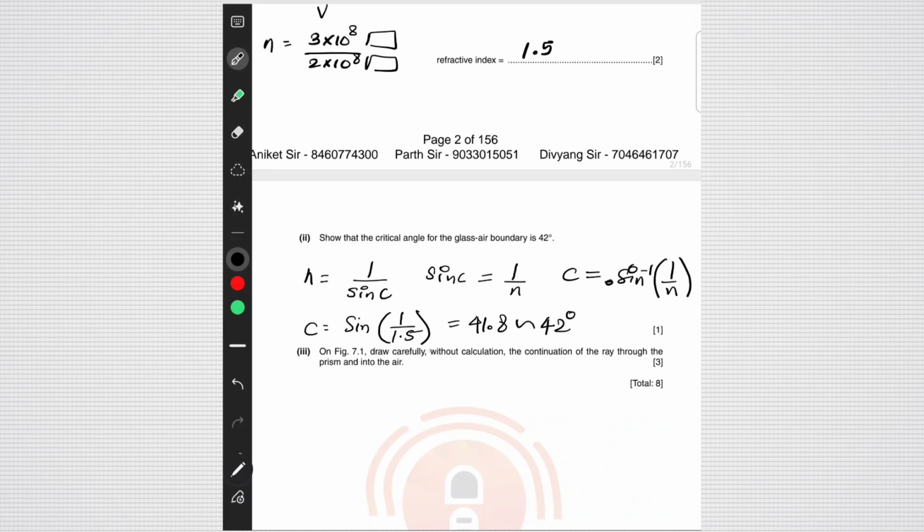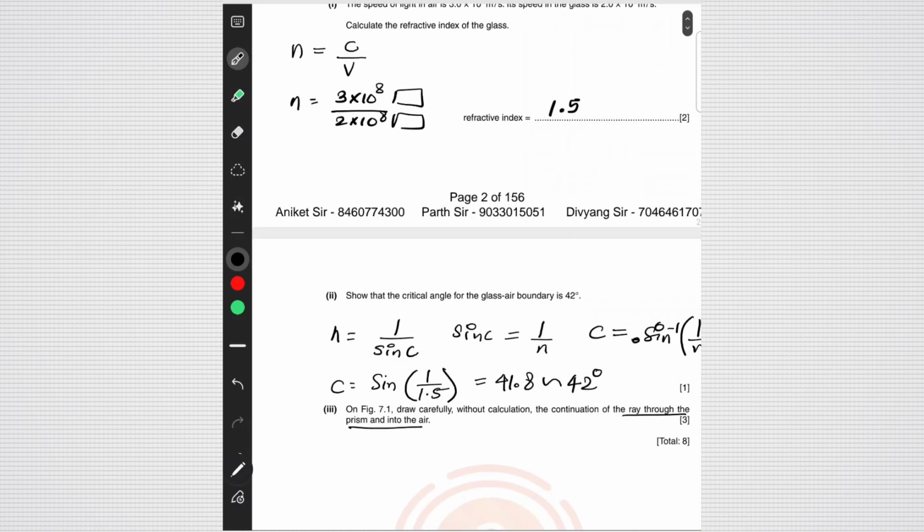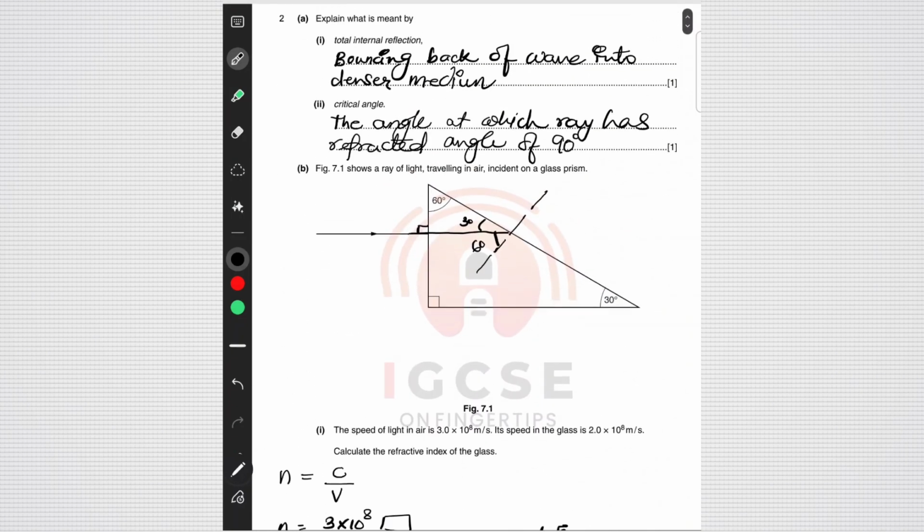On figure 7.1, draw carefully without calculation the continuation of the ray through the prism and into the air. Let's find out. Here, because the angle of incidence is 90, the angle of refraction should also be 90. Once that is achieved, you can easily find out that this is also 30. So the angle of incidence, let me show you the angle of incidence. This angle of incidence is 60, because we have just found out that 42 is the critical angle. Therefore at 60 degrees this light will reflect.